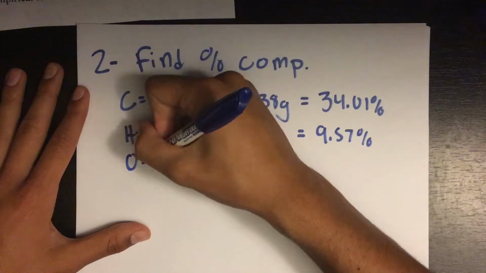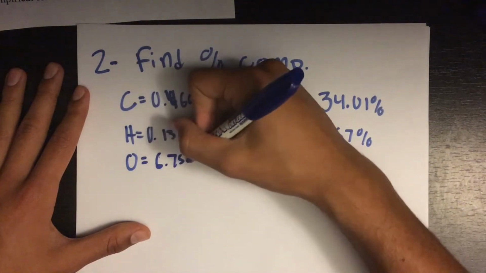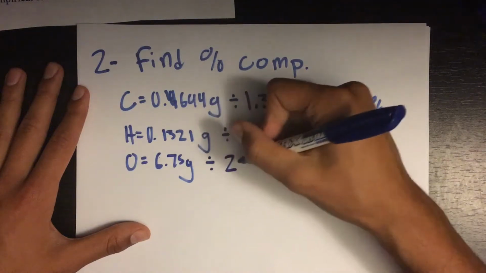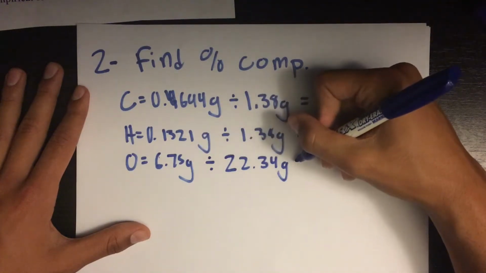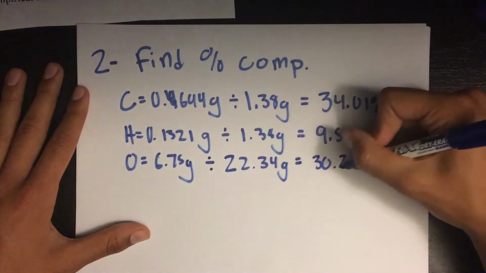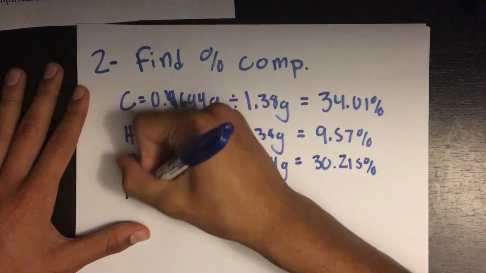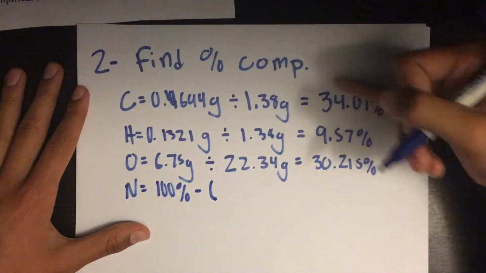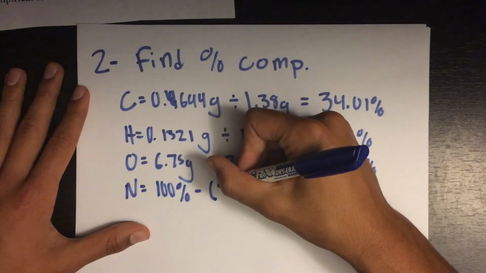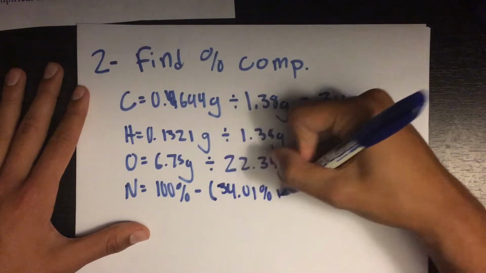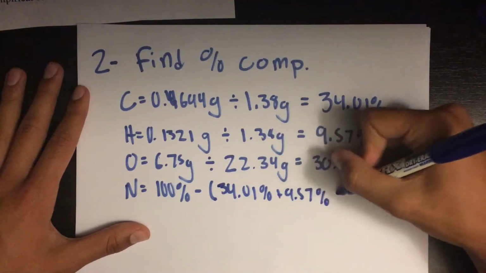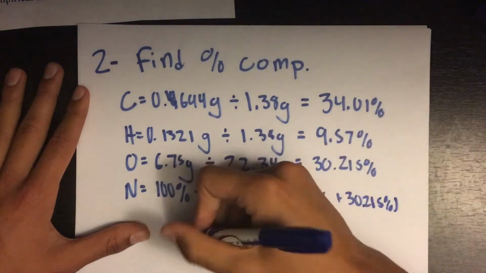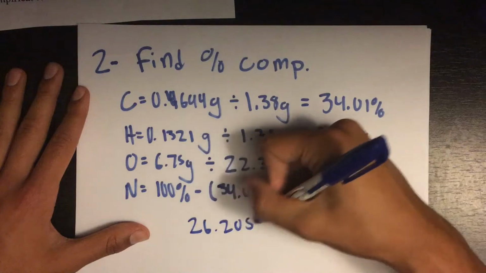Next, we move on to oxygen, which we see is 6.75 grams, as given to us in the problem. And you divide that by 22.34, as that is the second sample. And we find that it is 30.215%. Nitrogen, finally, we would take 100, as that is 100%, minus the added sum of these three percentages. So we have 100 minus 34.01% plus 9.57% plus 30.215%. And we find nitrogen to be roughly 26.205% of this compound.